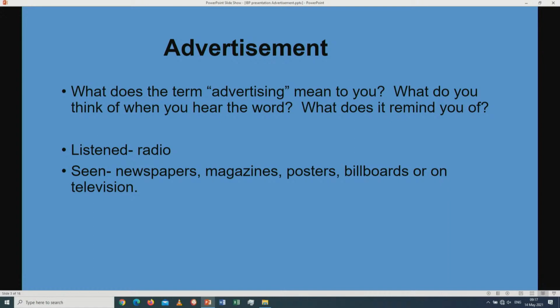Let us look at what an advertisement is. I would like us to answer the following questions. What does the term advertising mean to you? What do you think of when you hear the word? What does it remind you of? You might have listened to a radio advertisement. You might have seen it on newspapers, on magazines, on posters, billboards, or on television. Now, you are going to read a printed advertisement.